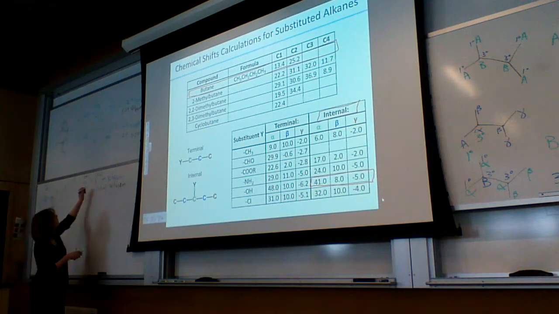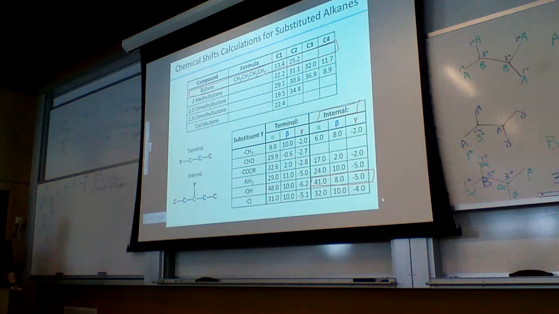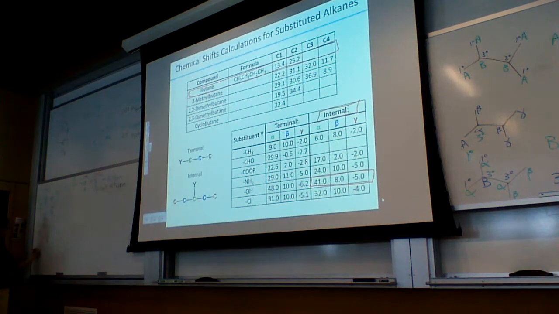And this one was a gamma substituent. Make sense now? So you start counting at the alpha, the carbon you're looking at, and then you see what the relationship is. So try it with carbon 2, C2 here, which we'll label as B. Does that mean that B is now alpha? Yes. That carbon now here is alpha. So try that calculation, and we'll compare our values.